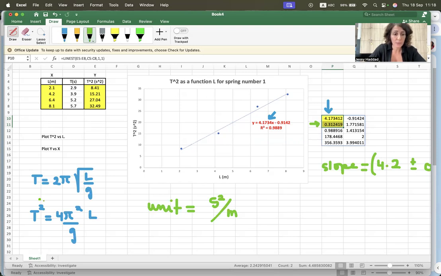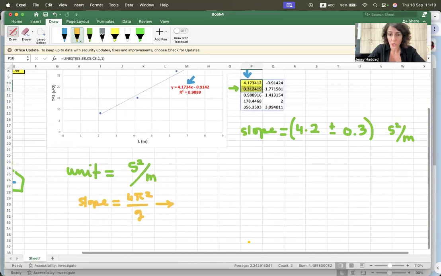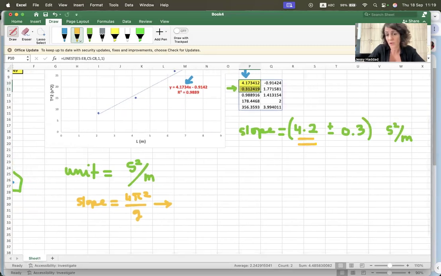I already know this is my y-axis, and this represents my x-axis, which means that the slope is going to represent all that. And this is where I have the right to say my slope represents 4 pi squared divided by g, and I can easily find g by rearranging the equation and saying g is 4 pi squared over the slope, using this value for the slope and this value for the uncertainty. Doing propagation of error, I can also find the uncertainty on g, and so on and so forth.